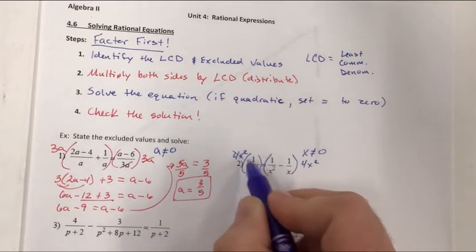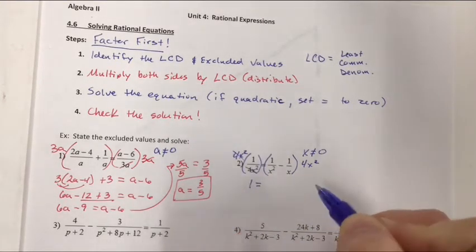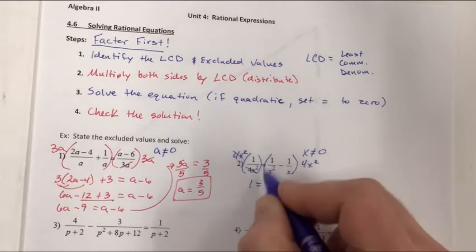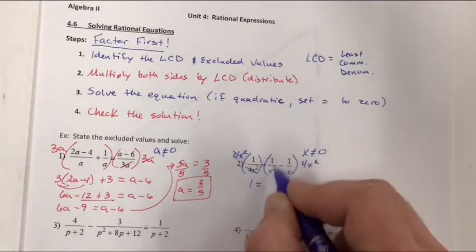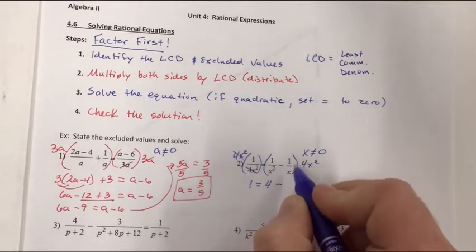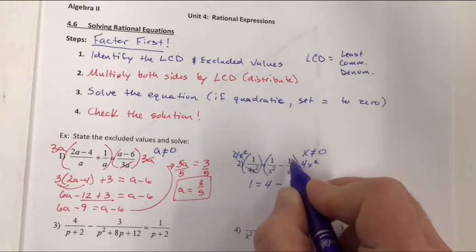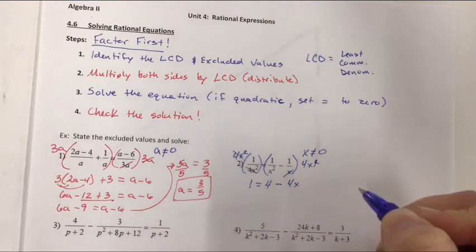On this side, that cancels completely. This left side of my equation is now just 1. On this side, 4x squared over x squared, because 4x squared times 1 is 4x squared. The x squareds cancel, so that's just a 4. Bring your minus sign down. And then 4x squared times 1 over x, I'm going to cancel one of these x's. So this is just minus 4x.